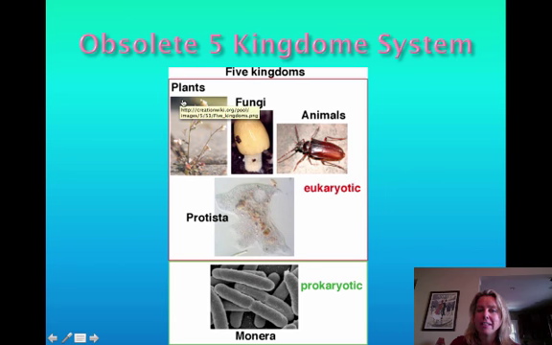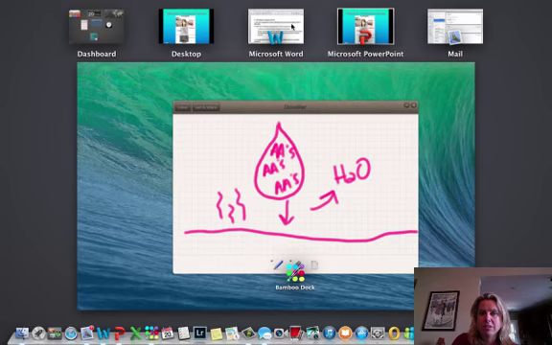So you have the plants in one kingdom, the fungi in another, animals in another, protists in another, and then you have the kingdom Monera. Monera used to house both of the types of prokaryotes, the archaea and then the regular bacteria. Now, if you notice, I have the word obsolete up there, and that's because now we go by a 6-kingdom system. And basically what happened was they have split the Monera into archaea bacteria and regular bacteria. So it's a 6-kingdom system instead of a 5-kingdom system.